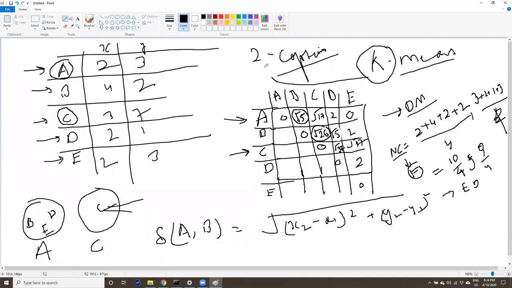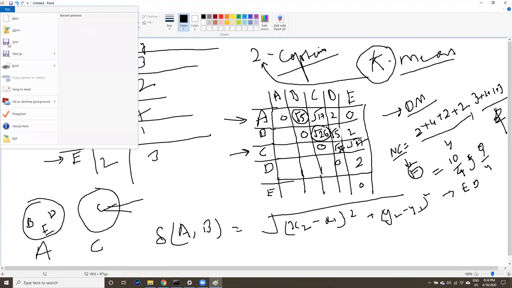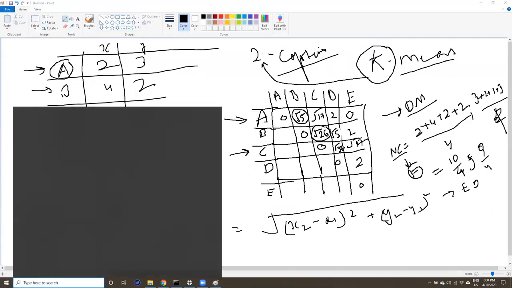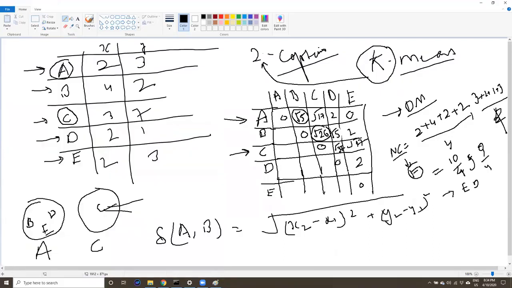So here k is what? 2. So you can select k is equal to 3. To select the optimal value of k means, there is a method called elbow. We will see what the method is, but this is the concept, right? I think it would be better if I teach the method as well. So let me take one more.